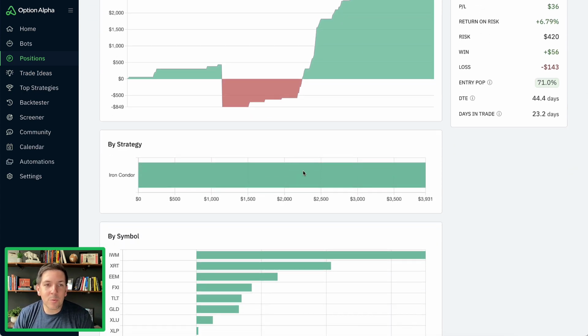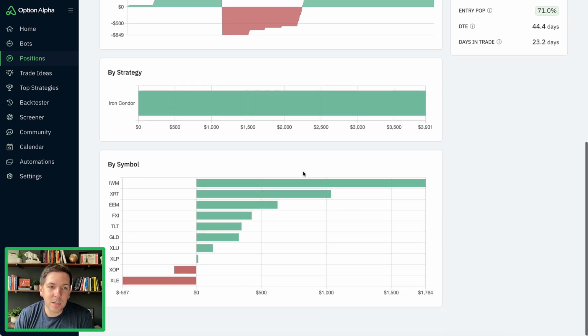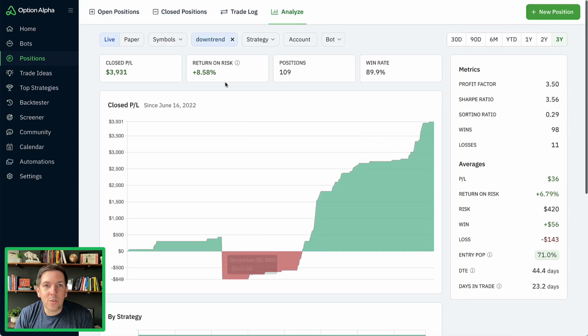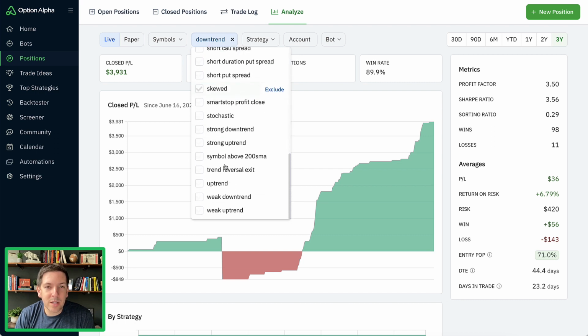And again, we see that iron condors were the most profitable thing you would have traded. It didn't trade anything else in those regular uptrend, regular downtrend time periods. We just traded iron condors, and they contributed pretty well. And again, IWM was a big contributor of that, whereas in other cases, it was a big distractor if we got away from trading most of those iron condors. So very, very fascinating. Okay, last one we're going to look at is weak downtrend.